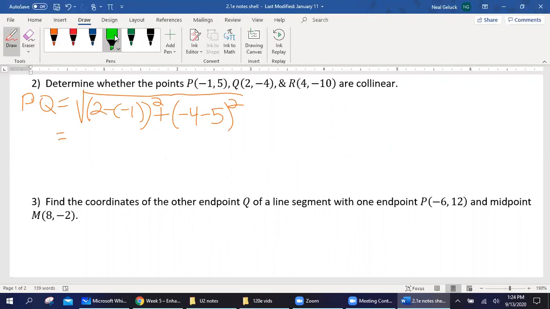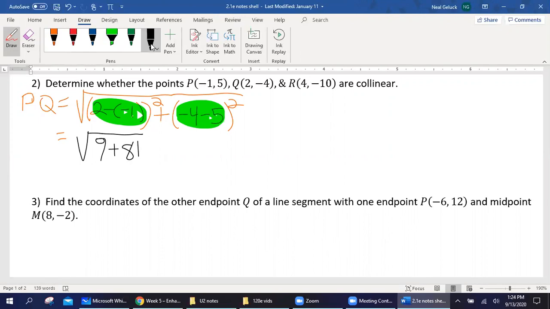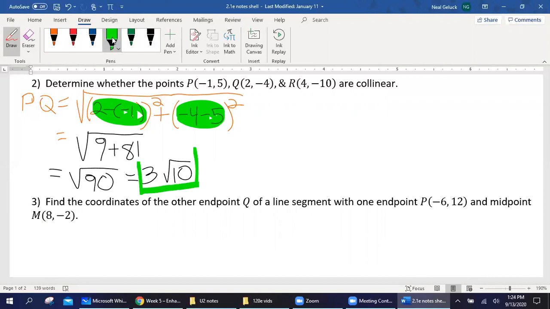So the first parentheses is going to actually be 3 squared, which will give me 9. This will be -9 squared, which will give me 81. That gives me root 90. And if you break that down, that simplifies to 3 root 10. Okay, so there's the distance from P to Q.